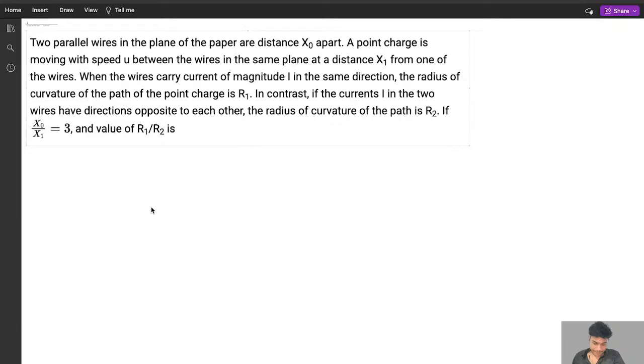कुछ एरर है क्या? कोई एरर है क्या? ओके, मूव टू द नेक्स्ट क्वेश्चन.